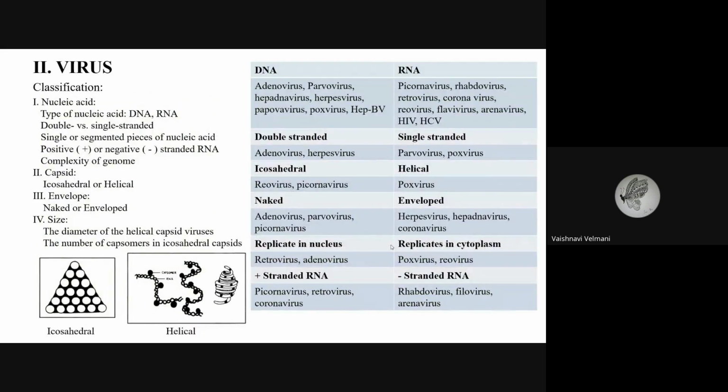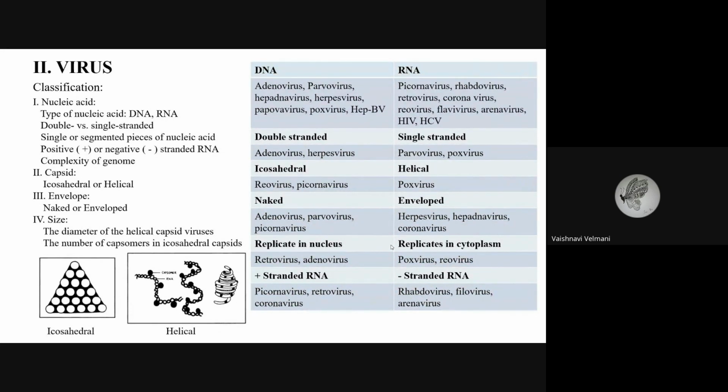Next, moving into the virus. Viruses can be classified based on the nucleic acid present, either DNA or RNA, double-stranded or single-stranded, positive or negative-stranded RNA, etc. And icosahedral or helical, naked or enveloped. In the icosahedral image below, we can see each circle is one capsomer. Based on the number of capsomers, we can also classify this.